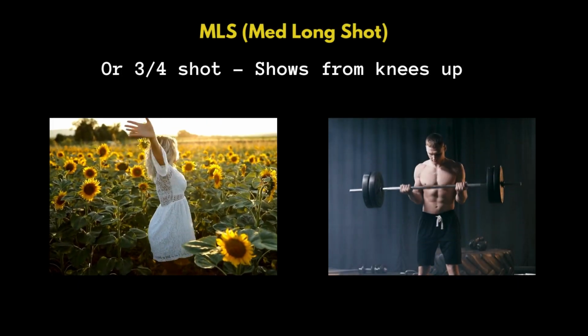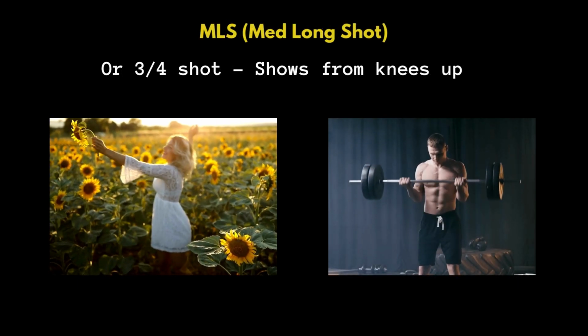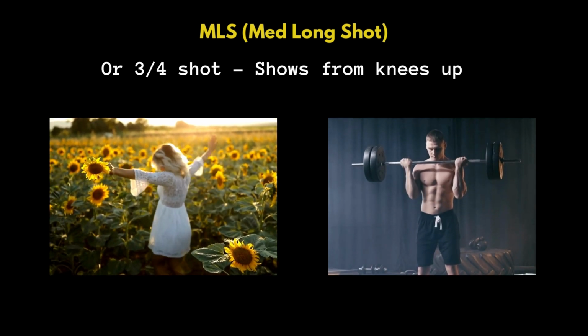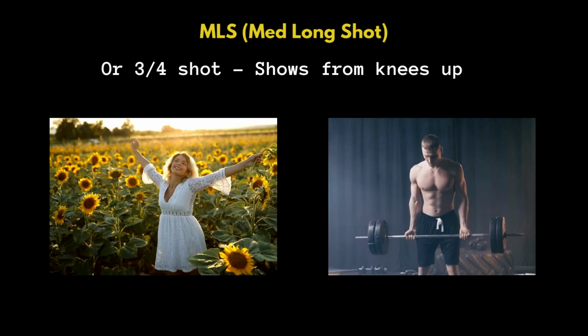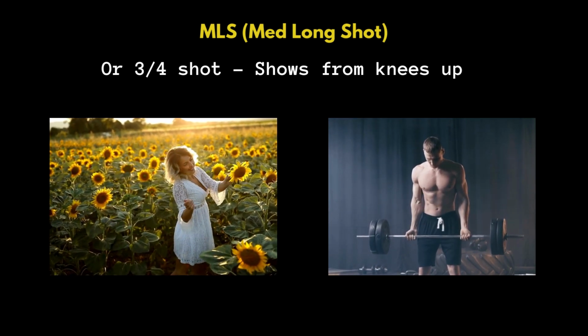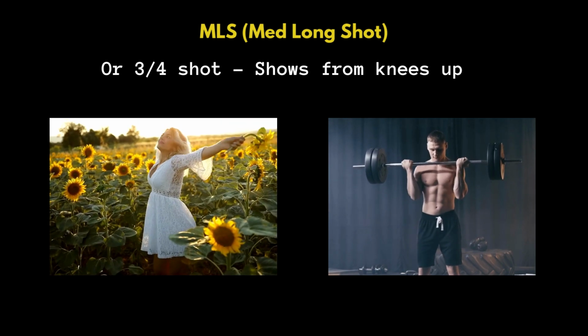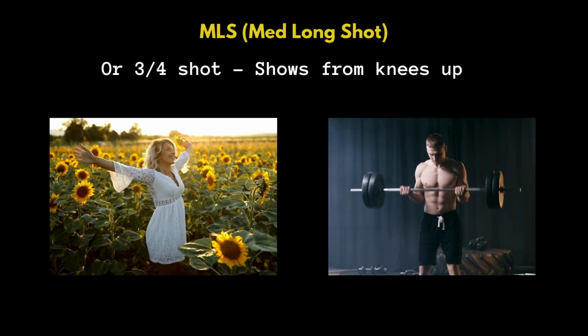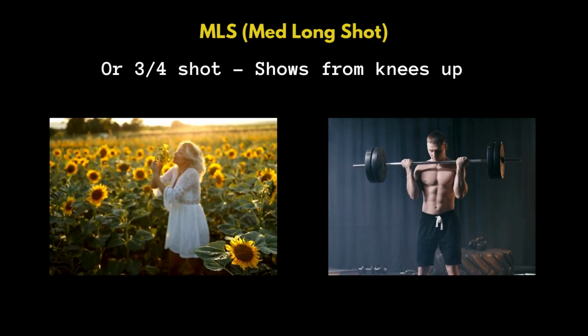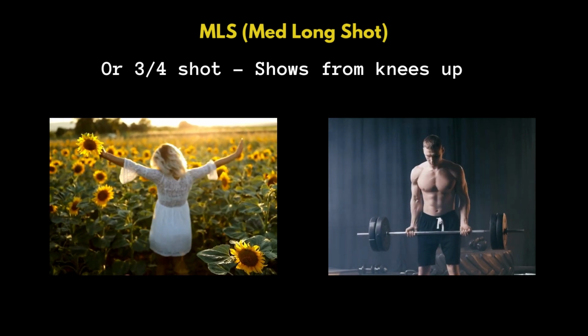Then you have the medium long shot. Now, it's also called a three-quarter shot because it cuts the person three-quarters of the way down the body. And so it usually cuts the person around the knees up. Now, this shot is often used to show a bit of the surroundings. So, like in our first shot here, you can see the pretty field and the woman is twirling in it, and it's a really nice composed shot.